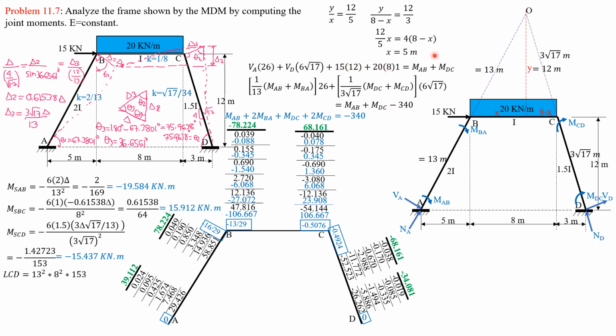This combined value to the right is negative 340. So 26 over 13 is 2 MAB. 2 MAB minus MAB is 1 MAB, or MAB. Then 26 over 13, 2 MBA, not affected. 6 square root of 17 over 3 square root of 17 is 2. So we have 2 MDC minus MDC, so 1 MDC. Then 2 MCD, not affected. So the value on the right side is negative 340. That's the value that will be left.